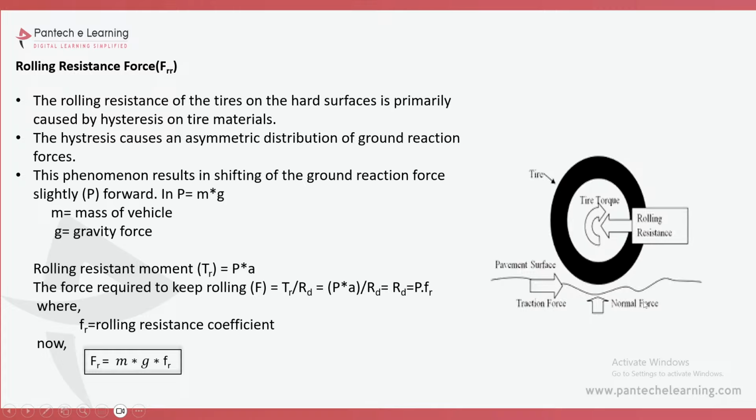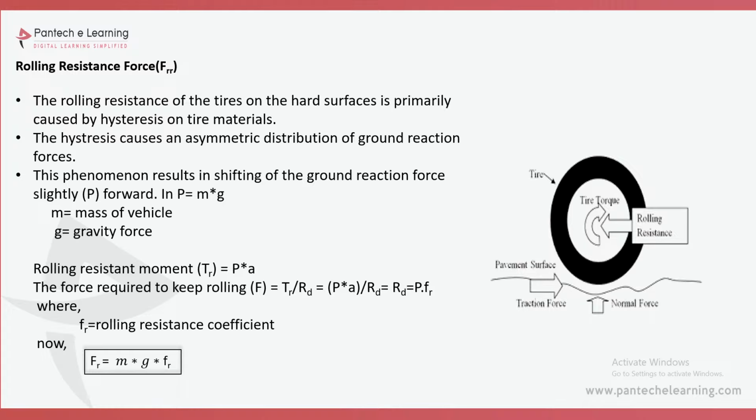When your vehicle tire touches the ground, the tire generates power and rotates, so we have to consider this. Where do we get it from? From the formula: the phenomenon is the result of shifting of the ground reaction force. So P equals M into G, where M is the mass of the vehicle and G is the gravitational acceleration. So the rolling resistance moment is nothing but P into A.